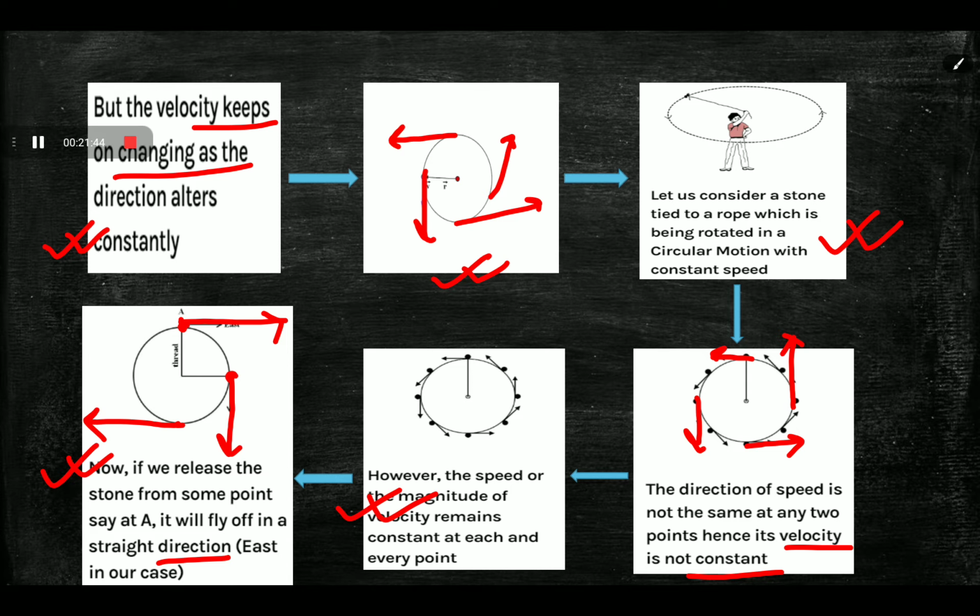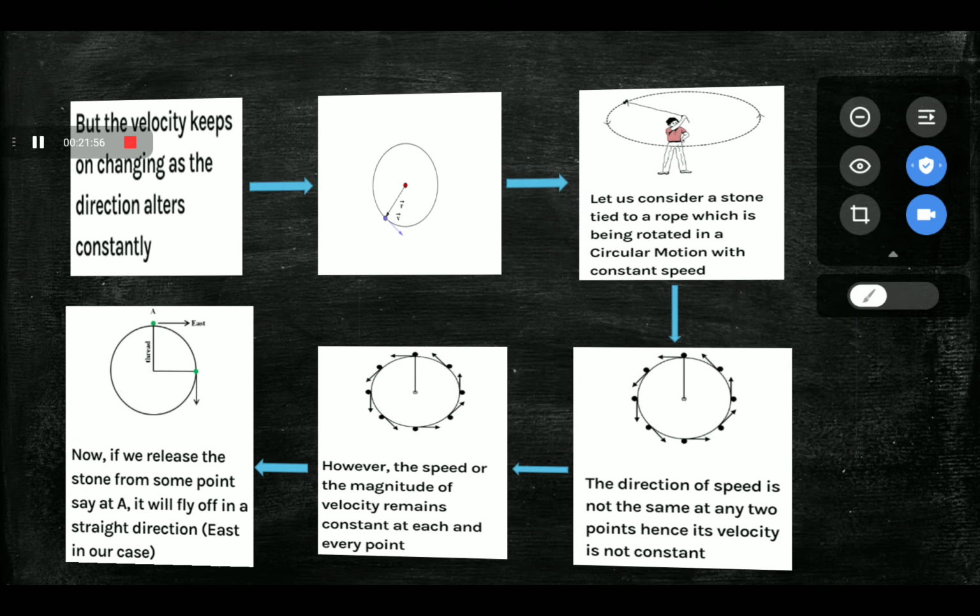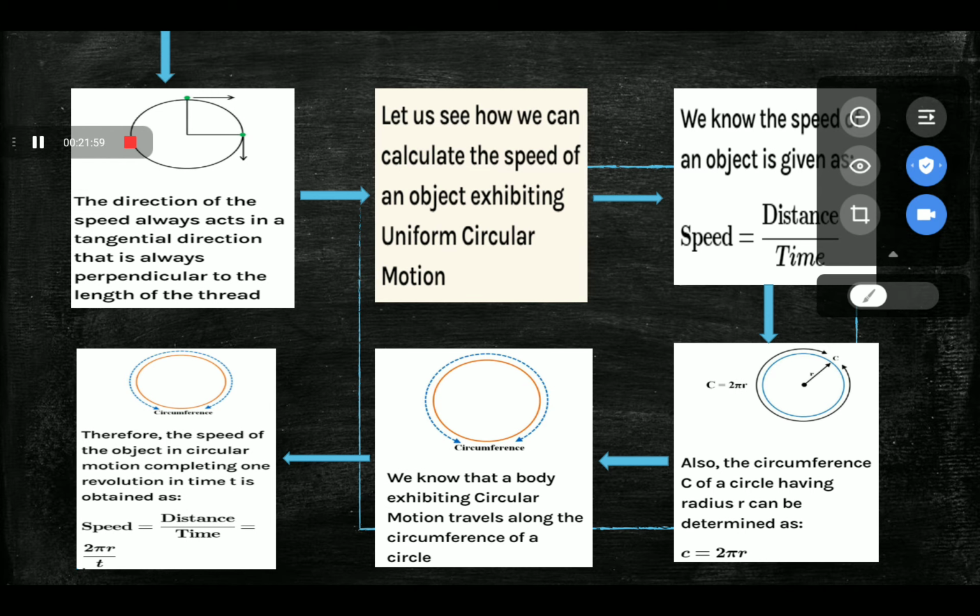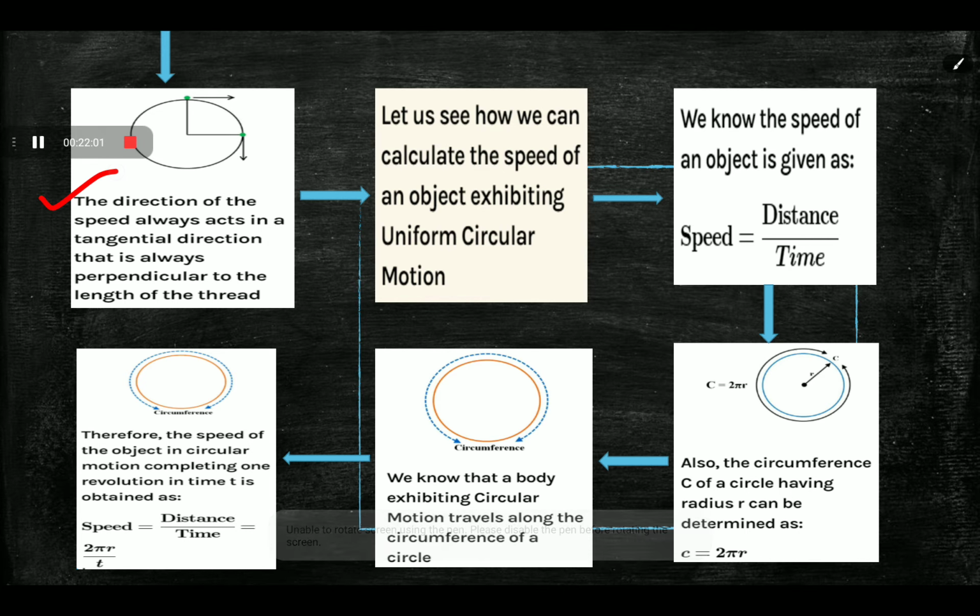That's why in a circular motion, the direction is included, and in a uniform circular motion, the speed may be constant, but its direction keeps on changing. Now, here, the direction of the speed always acts in a tangential direction, that is always perpendicular to the length of the thread. Here, you know that the direction of the speed is this for this particular point, and this direction is always perpendicular to the length of the thread.